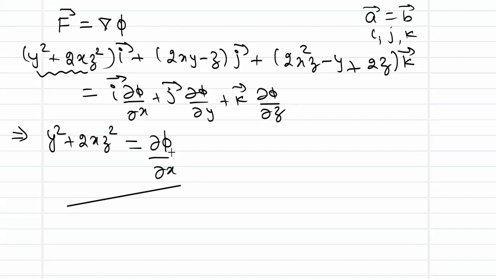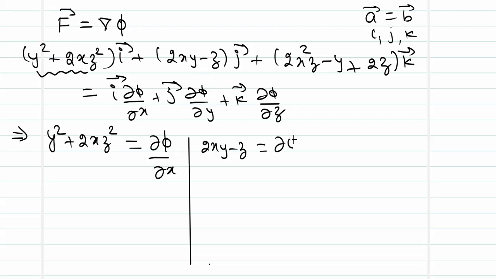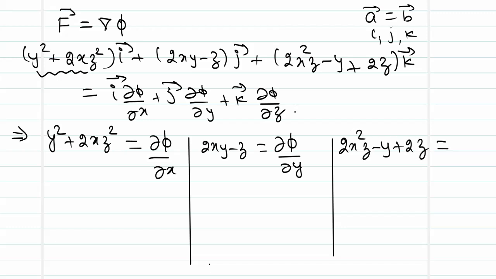Now comes the next quantity, equating the j component. What happens when we equate the j component in a similar manner? We have the comparison between the j component of f, which is 2xy minus z, and the j component over here, dou phi by dou y. Now this is also done. So move on to evaluate the third part. What is the third part over here? The comparison with the k component. 2x square z minus y plus 2z is equal to the k component over here, dou phi by dou z.